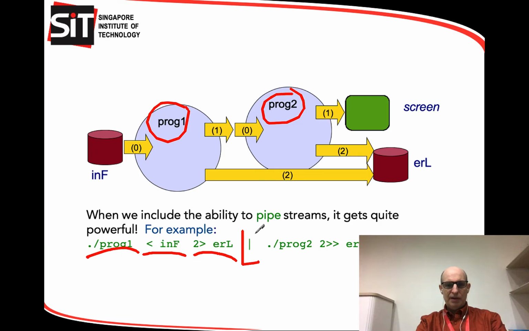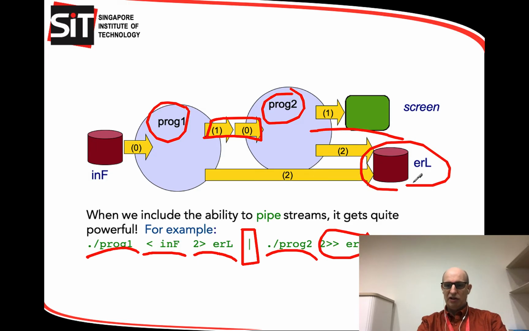Meanwhile, we're piping its standard output to the input of program 2. And in program 2 we are not redirecting its standard output, it's going to the screen as normal, but we're redirecting its standard error output to the same ERL, error log. Okay? So the command down here is a proper shell script and it does what the picture shows.